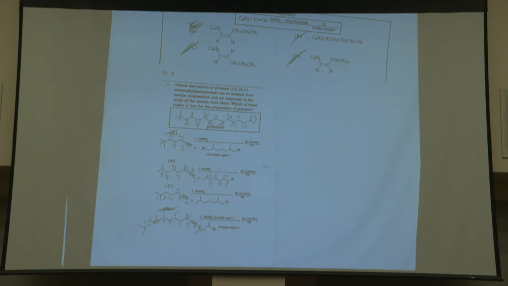C, the only problem with C is that it's missing 1 methyl. It's missing your methyl on the carbon 5 or carbon 9. I mean, it's symmetrical. It depends on how you number it. But in this case, it's missing the methyl on my carbon 5.